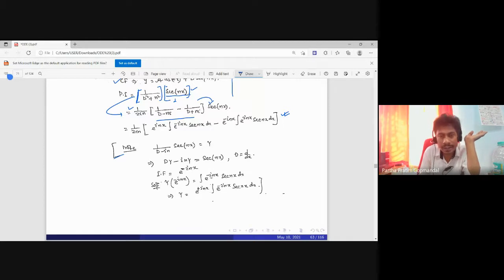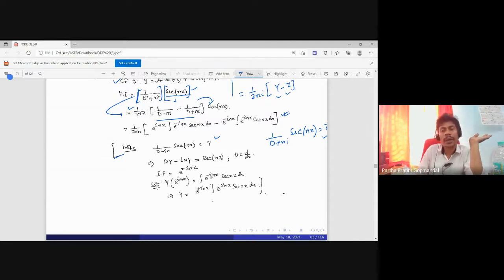You can do that, it is linear in nature. Another one will be 1 by D plus ni, that you have to operate on sec nx. Let's say that is Z. So one function is Y, another function we are considering Z. So the answer turns out to be 1 by 2i n into the first one, Y minus Z. So if we can find Y and Z, we are done with finding the particular integral.